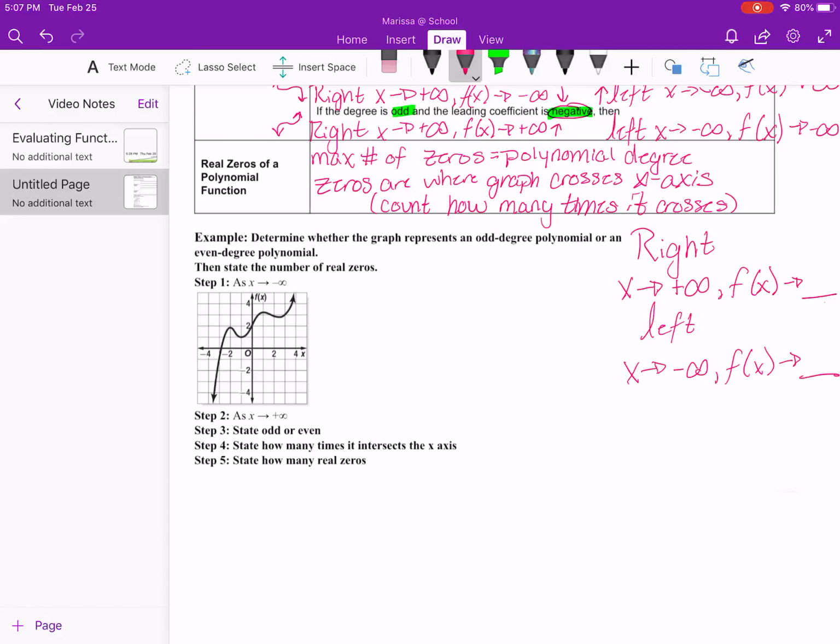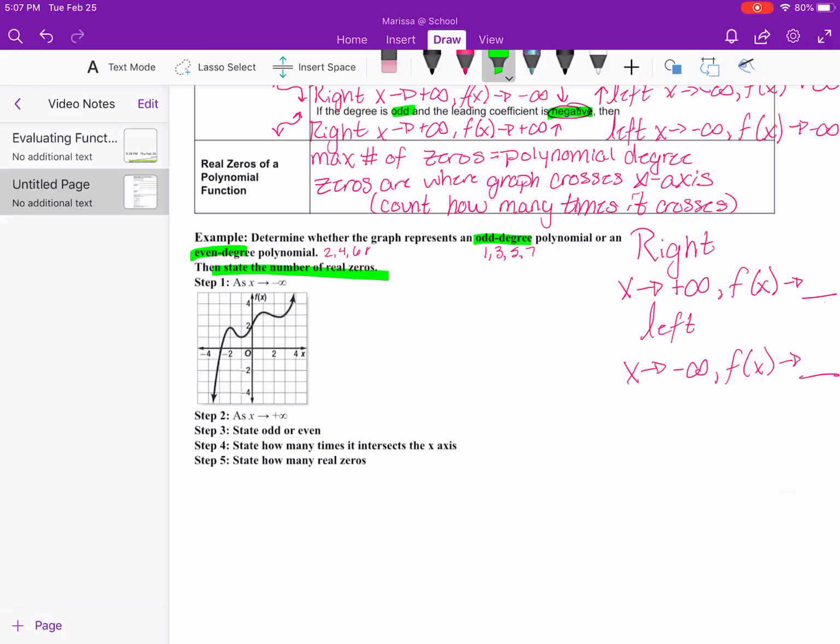So, determine whether the graph represents an odd or an even degree polynomial. So whether my degree is something like 1, 3, 5, or 7, or even, like 2, 4, 6, or 8. And state the number of real zeros. So there's two parts to this question. Is it odd or even? Odd or even? And then the number of zeros.